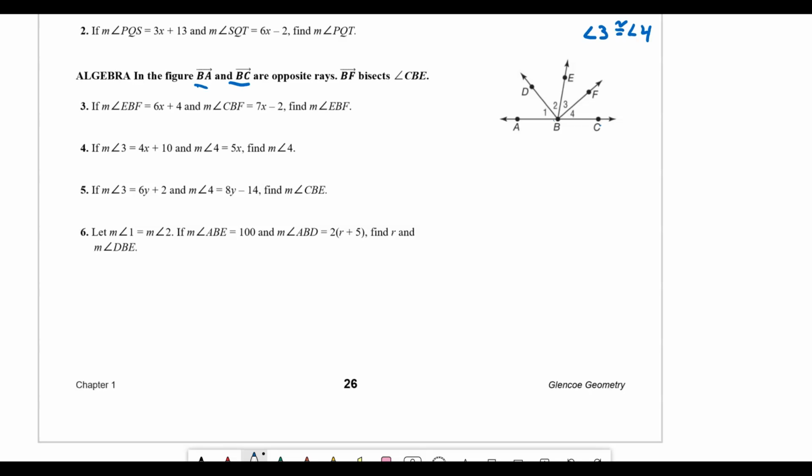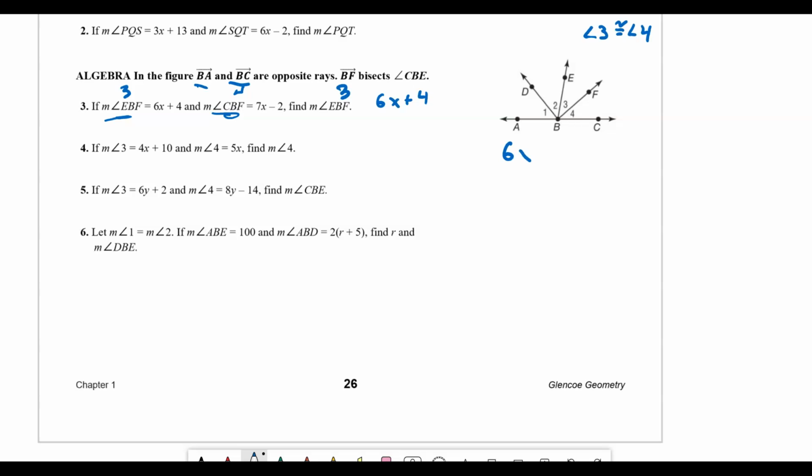EBF, right? Everybody see EBF? That's angle 3. It's basically angle 3 is EBF. They're telling me that's 6x plus 4. Then they tell me that CBF, which is angle 4, is 7x minus 2. So find the measure of angle EBF. Remember, that's angle 3. They tell us what that is. We know that it's 6x plus 4. So obviously what we're going to have to do here first is solve for x. Okay, so first part of your Edpuzzle here, tell me what the correct equation would be from that setup. If they're telling me that EBF is equal to CBF, what would be the right equation here to get started to solve for x?